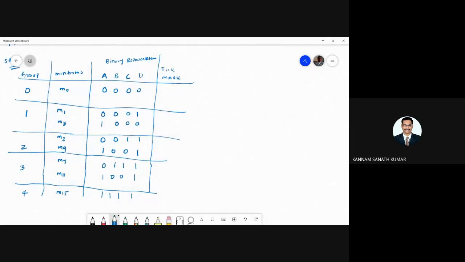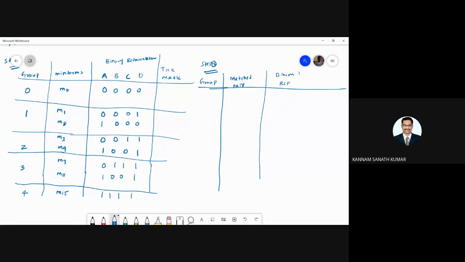So next, step two. Again, you have to draw one more table. In step two also you have to draw one more table, with the group, the matched pair, and their binary representation. That means what I told, you have to match the nth group and the n plus 1th group.